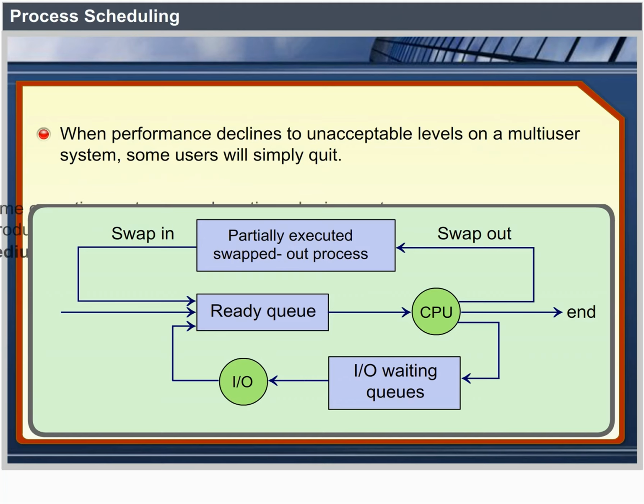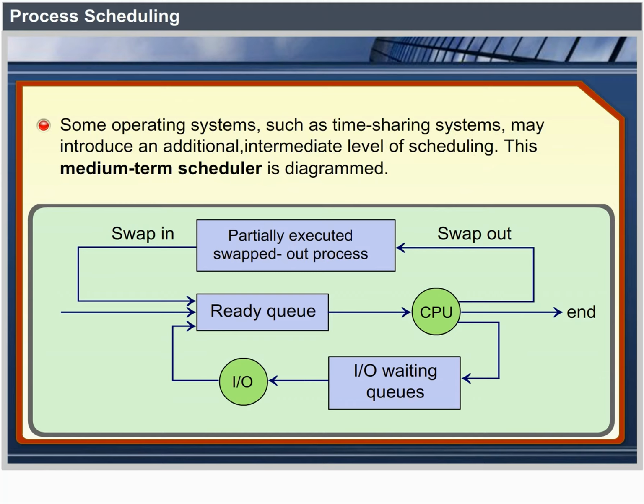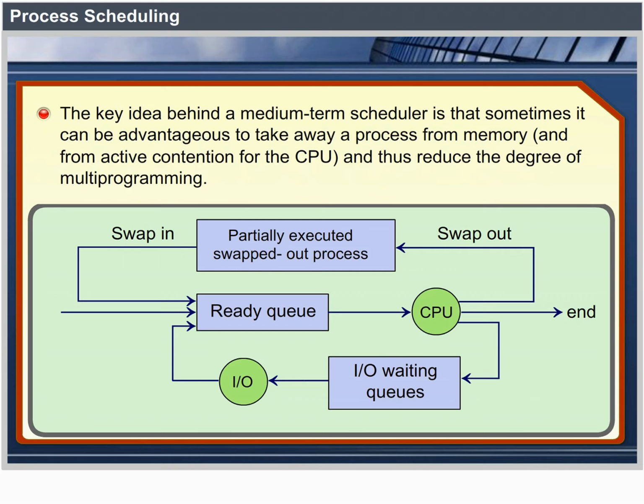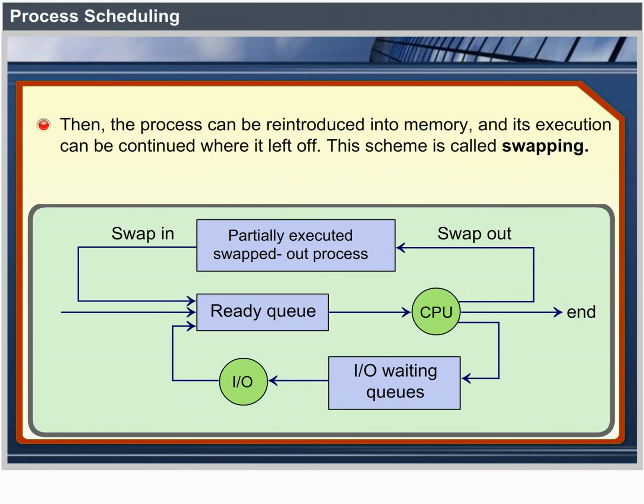Some operating systems, such as time-sharing systems, may introduce an additional, intermediate level of scheduling. This medium-term scheduler is diagrammed. The key idea behind a medium-term scheduler is that sometimes it can be advantageous to remove a process from memory and from active contention for the CPU, and thus reduce the degree of multiprogramming. Later, the process can be reintroduced into memory and its execution can be continued where it left off.